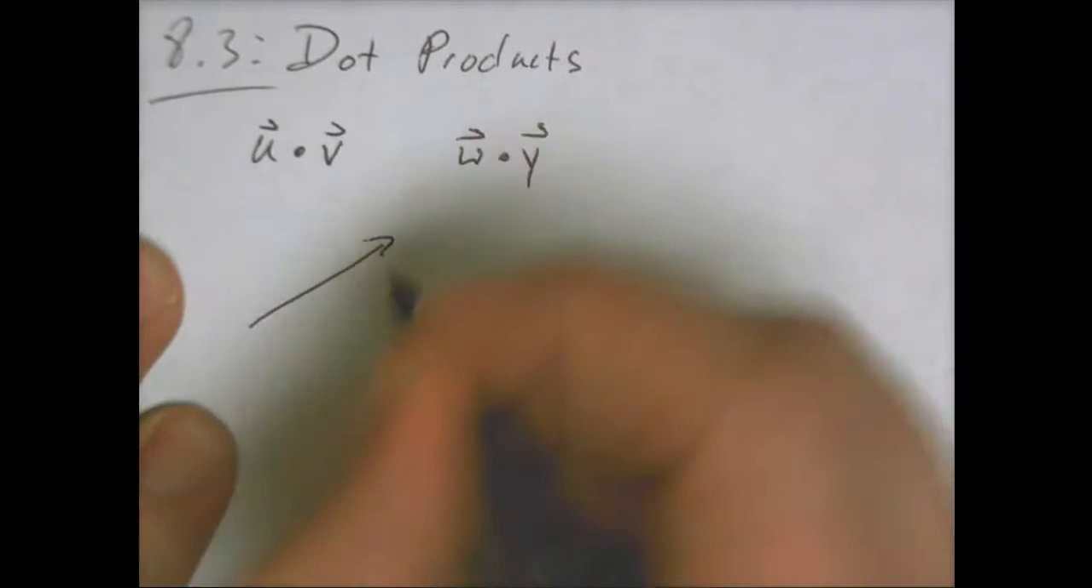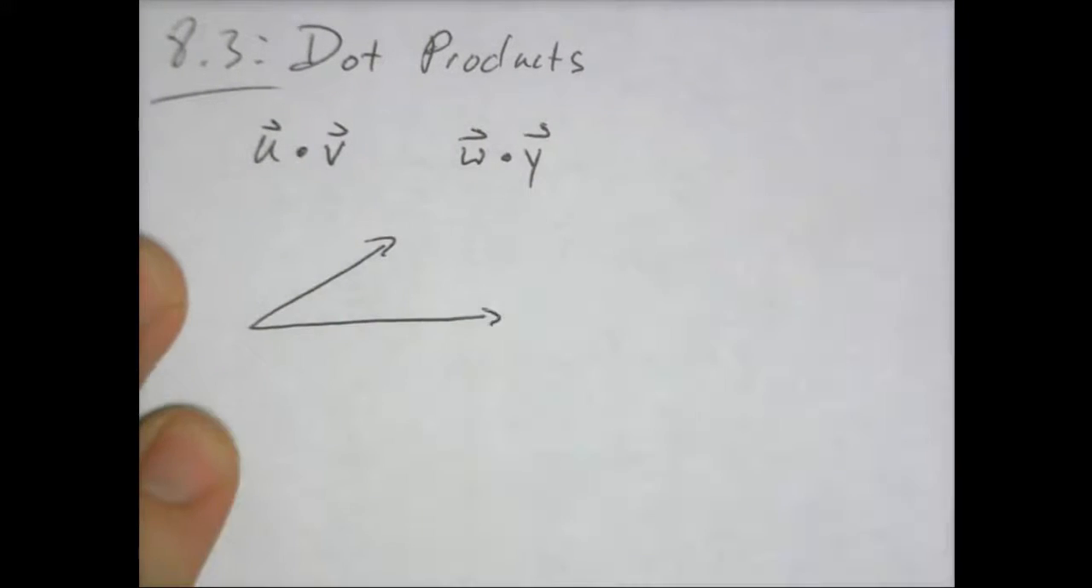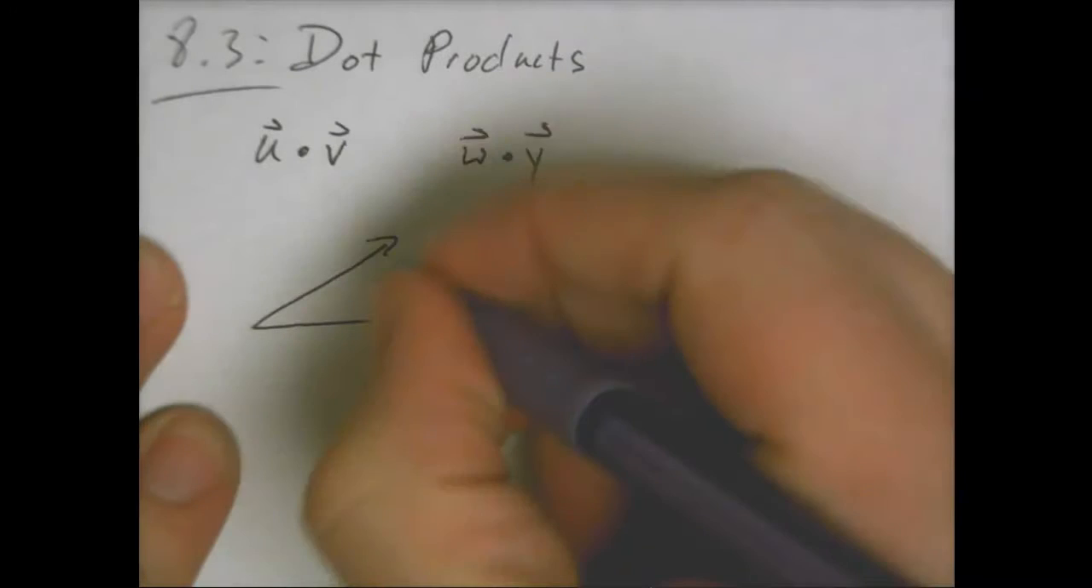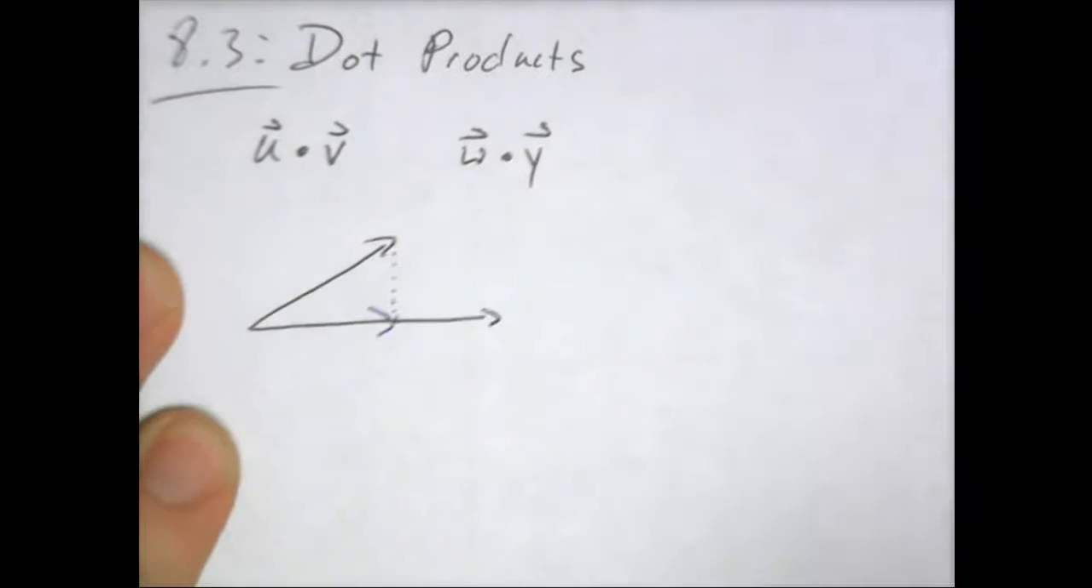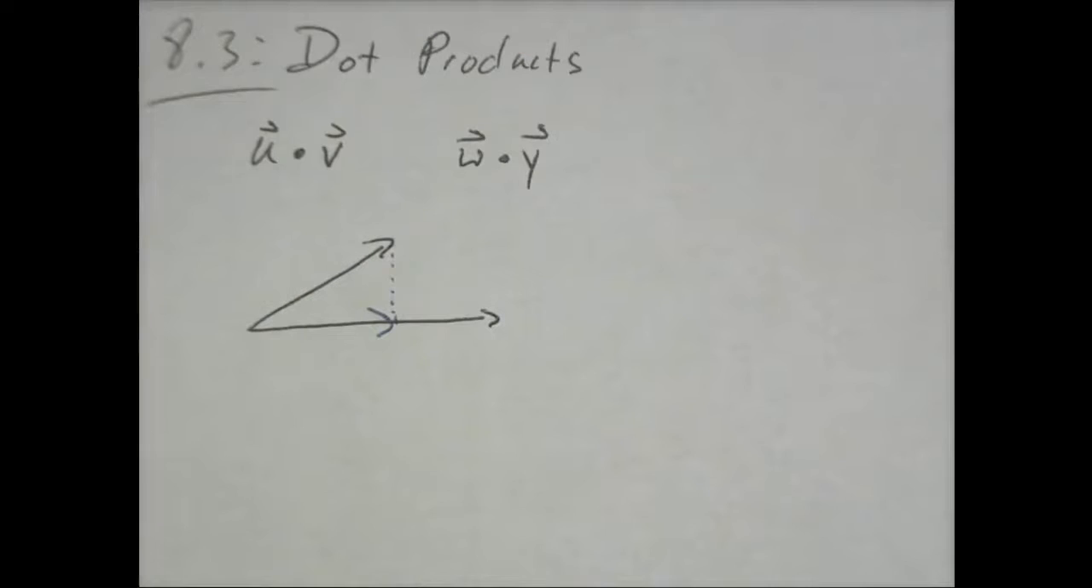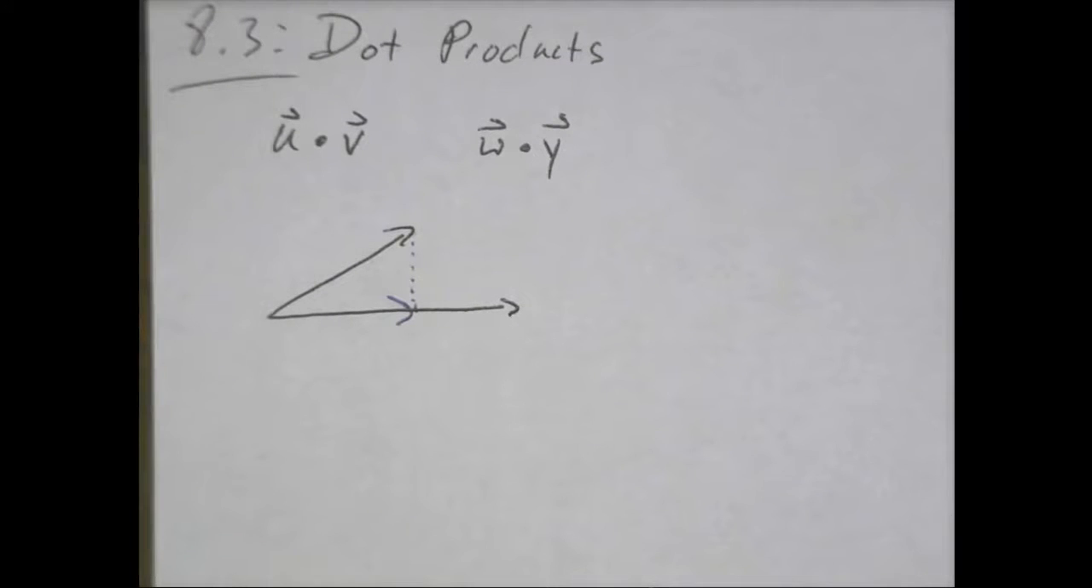Say we have a vector going like this, and we have another vector going like this. The dot product of these vectors is basically how much of this vector is projected onto that vector. If you're dealing with electricity, you go into mechanics, you're going to need to know a lot about dot products. So I'm going to show you guys how these things work.